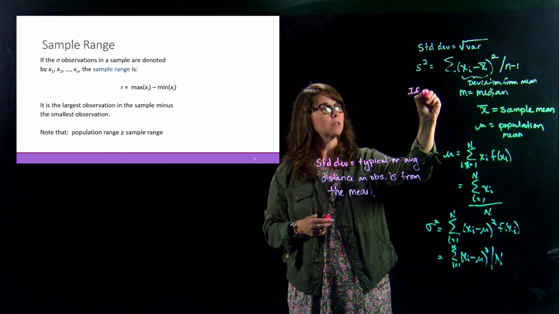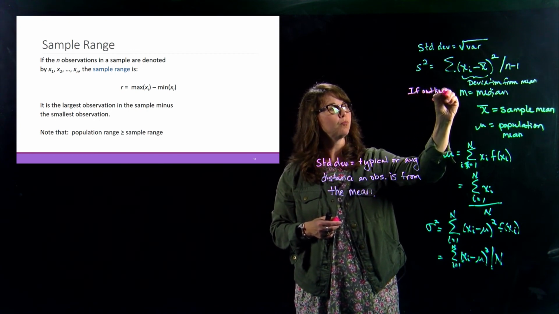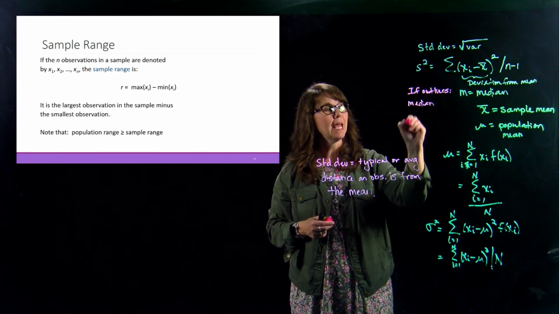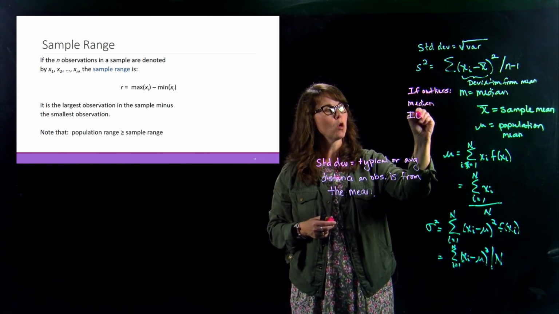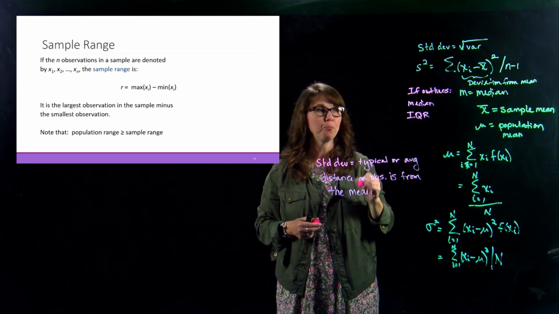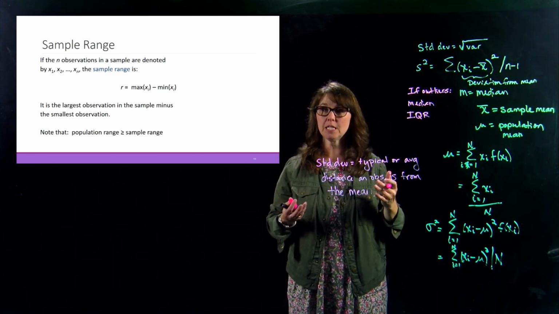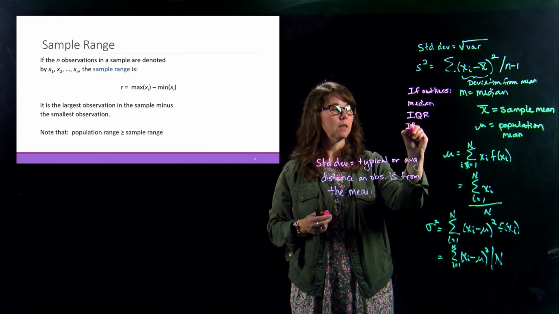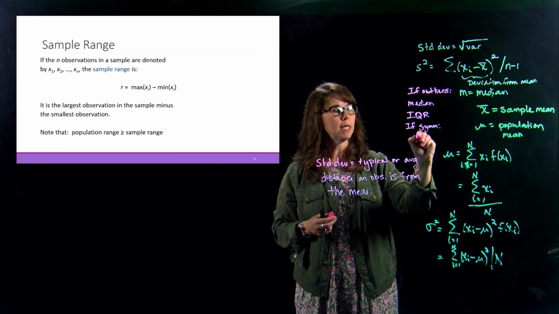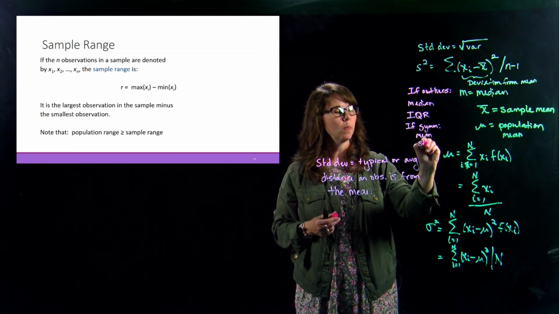If outliers, it's actually better to use the median and what we call the interquartile range, which you're going to see in a subsequent lecture. If your data is fairly symmetric, then go ahead and use your mean and your standard deviation. They're great.